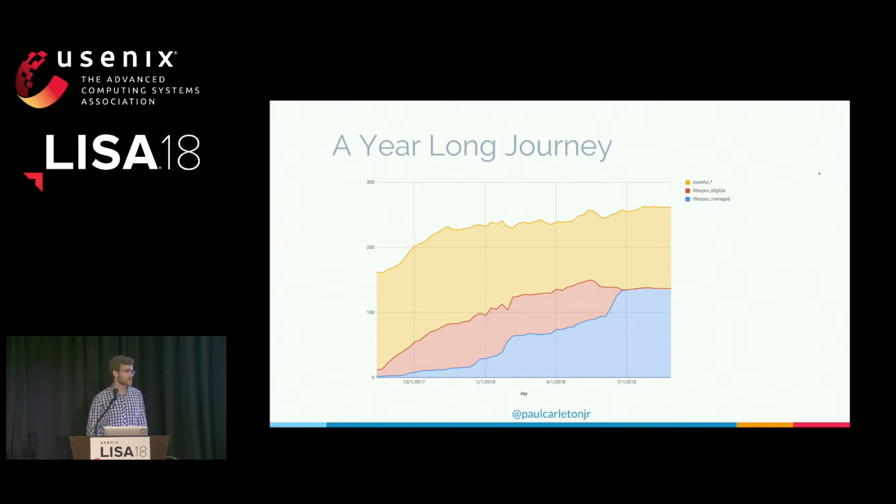So this graph is sort of our adoption graph. The blue hosts are the ones that have lifespan management enabled. The red ones, these are not hosts, they're host types, but the red is ones that were eligible, and so that's kind of our adoption ticking up over time. And then the yellow ones are those stateful hosts that we didn't target for this initial project.